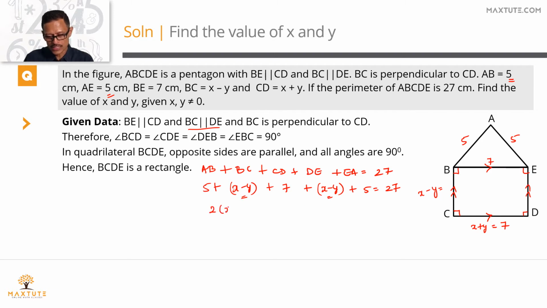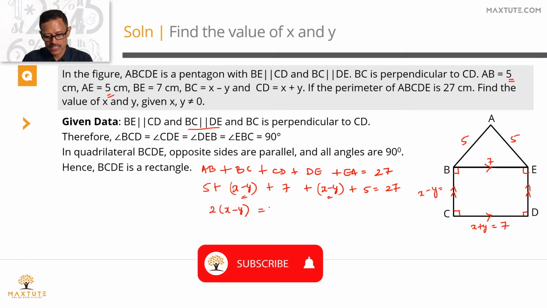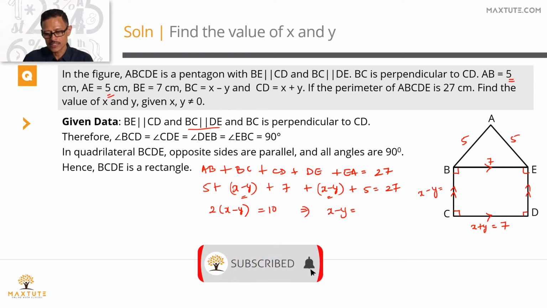Add those two. That will leave us with 2 times of x minus y. 5 plus 7 is 12. 12 plus 5 is 17. It goes to the right hand side. 27 minus 17 will leave us with a 10. Which means that the measure of x minus y is 10 by 2, which is equal to 5.